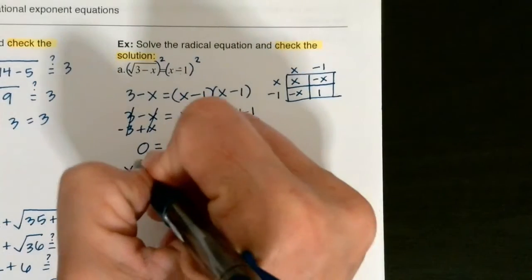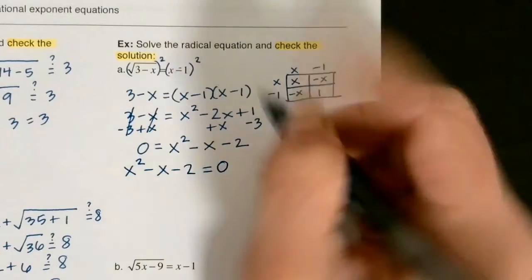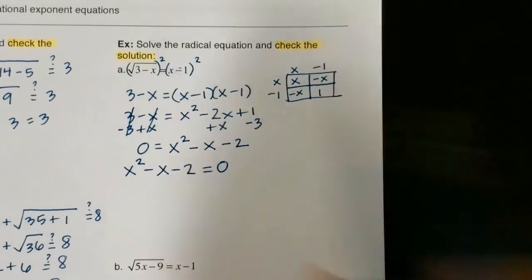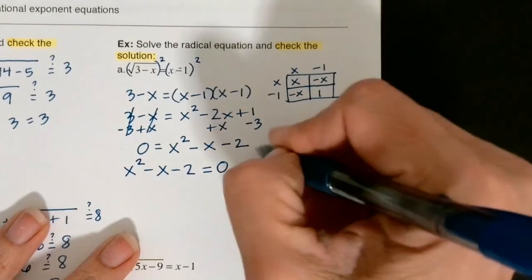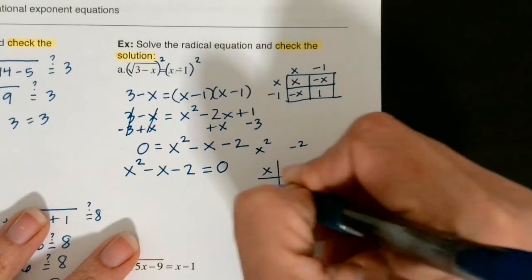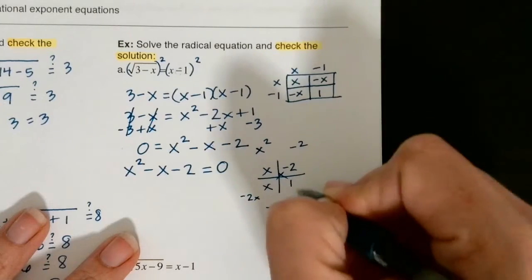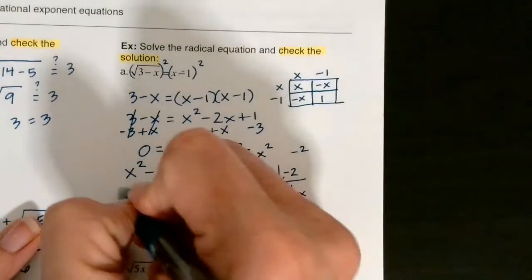So I'm just going to write this. I just flipped it. So all I did was take the left side, or the right side, and make it the left side, and vice versa. So now I have 3 terms. So I have to t-chart this. So we have x and negative 2 and 1. Because negative 2x and x make negative x.